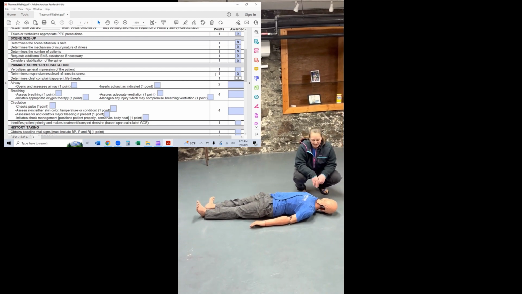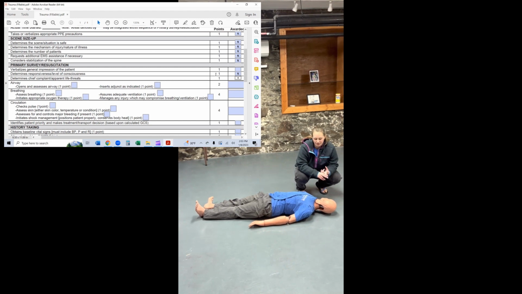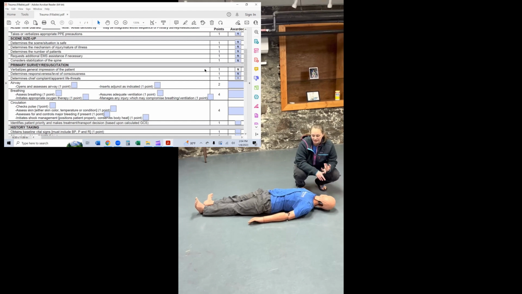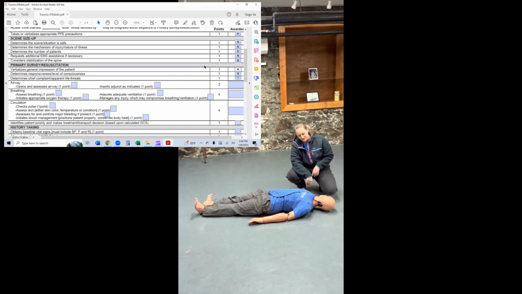Okay. So he has a pulse. He is U on the AVPU scale because he's unresponsive. He did not respond to pain. My general impression is very poor, and his chief complaint is that he is unresponsive. So I'm gonna move into the ABCs.